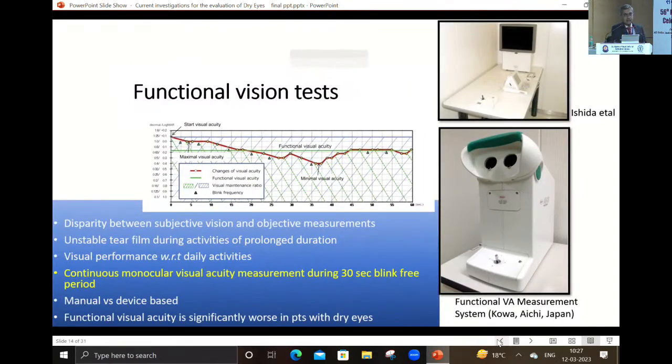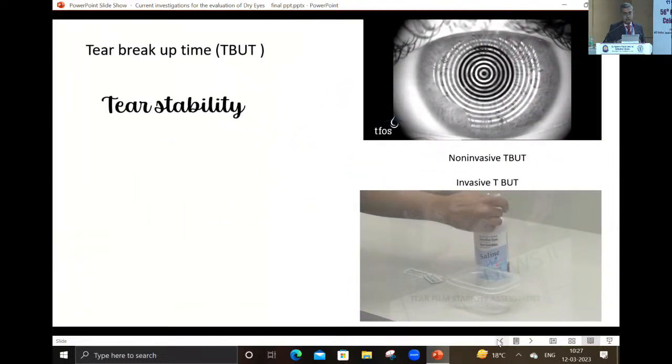Normally, we don't consider vision testing as a part of dry eye testing, but doing a functional visual test is a very good recommendation for investigating dry eye, because we may see a patient with 6/6 vision who complains of poor vision or a dull image. There are some investigative modalities recommended, but I think they are not available in most places. But you can do a continuous monocular visual acuity measurement during a 30-minute blink-free period, which will give a fairly good assessment of how the patient is feeling about the visual acuity.